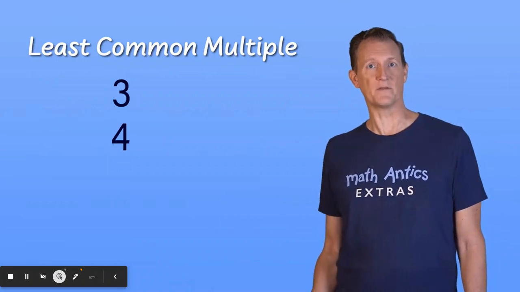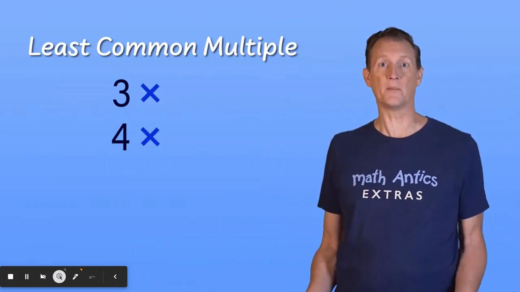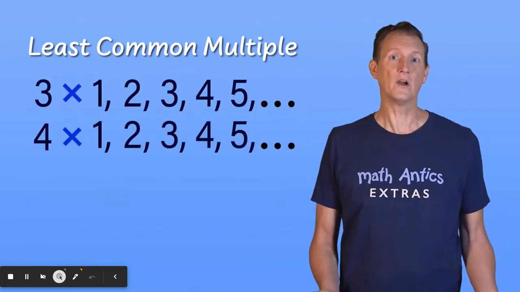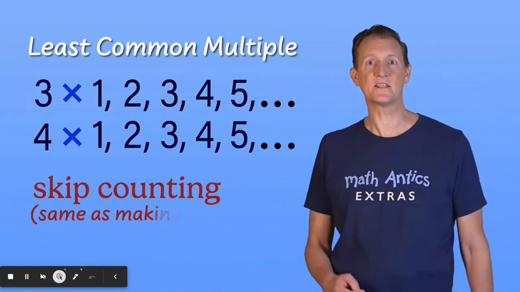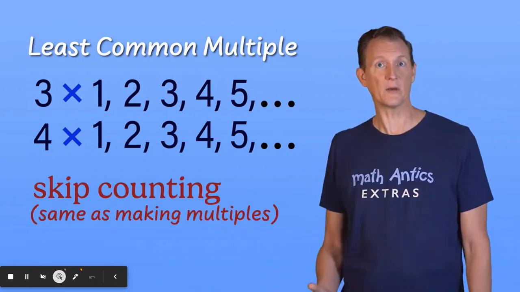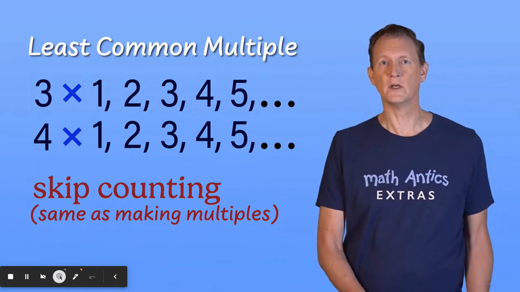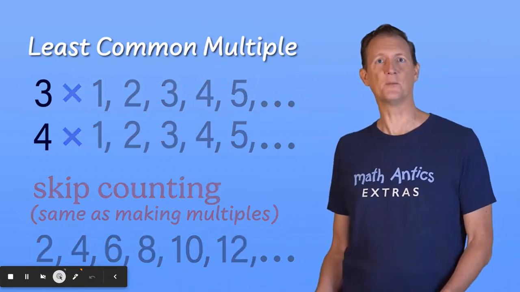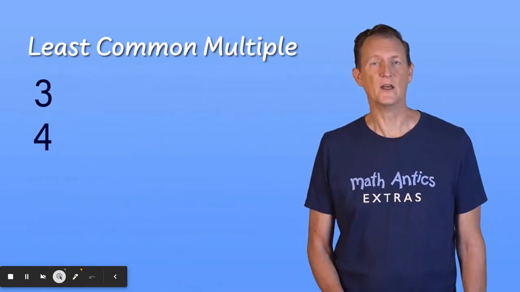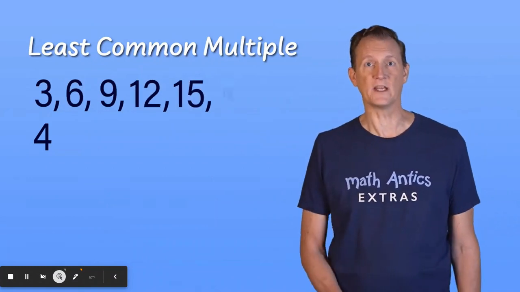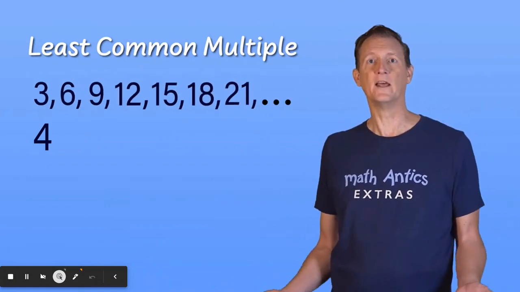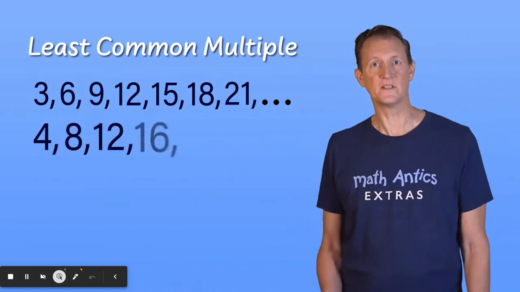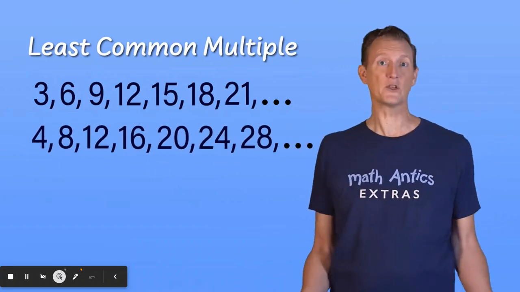We'll start by making multiples of each number, which just means multiplying them by the sequence of whole numbers, like 1, 2, 3, 4, 5, and so on. Or, if you remember how to do skip counting, that's the same as making multiples of a number. Counting by twos is just making multiples of 2: 2, 4, 6, 8, 10, 12, and so on. So to find multiples of 3, you can skip count by threes: 3, 6, 9, 12, 15, 18, 21, and so on. And to find multiples of 4, you can skip count by fours: 4, 8, 12, 16, 20, 24, 28, and so on.